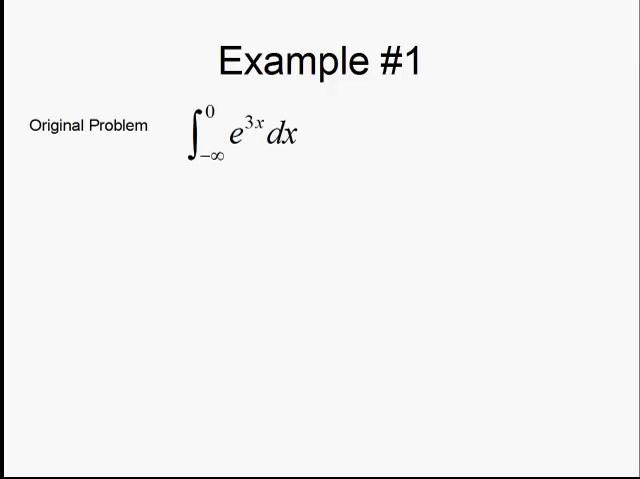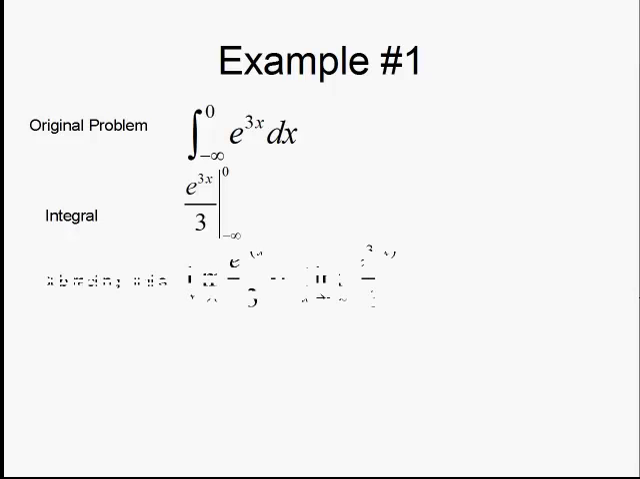Example number 1. Given the integral of e to the power of 3x with respect to x from negative infinity to 0. You must first find the integral, which is e to the 3x power over 3 from negative infinity to 0.